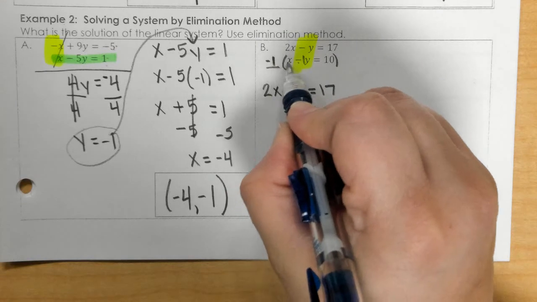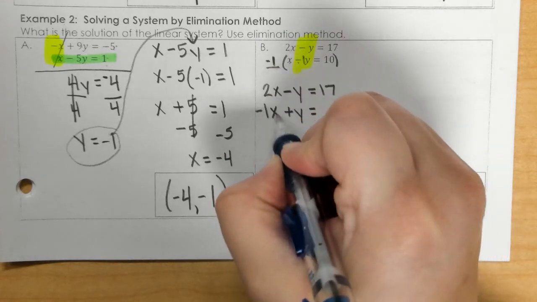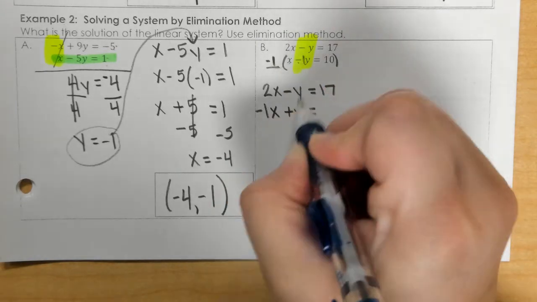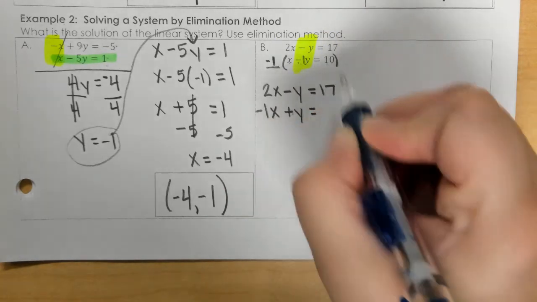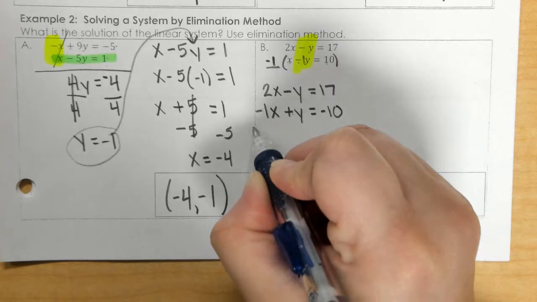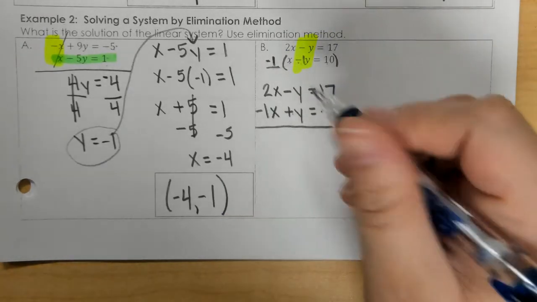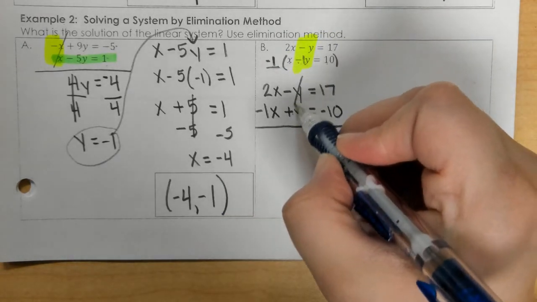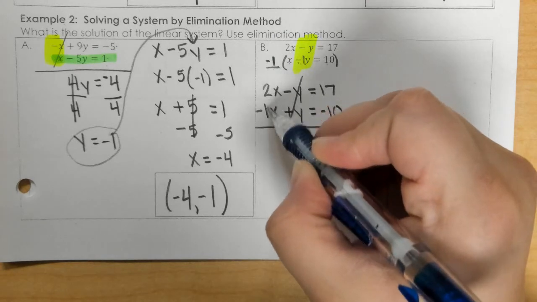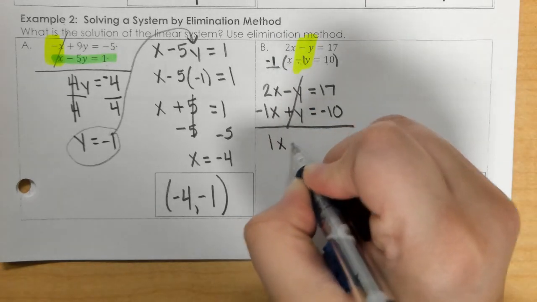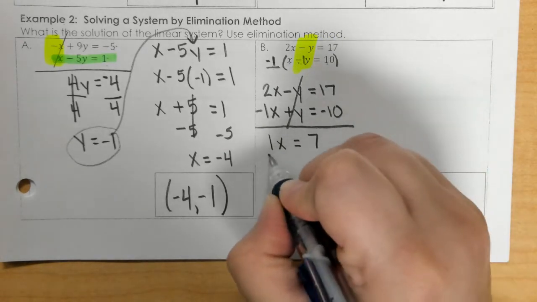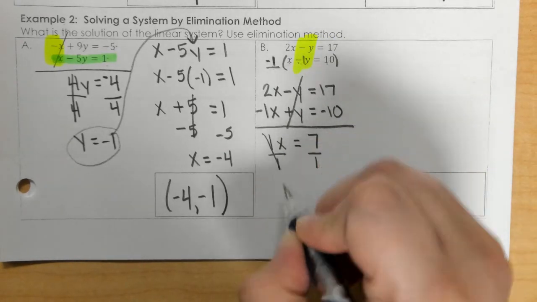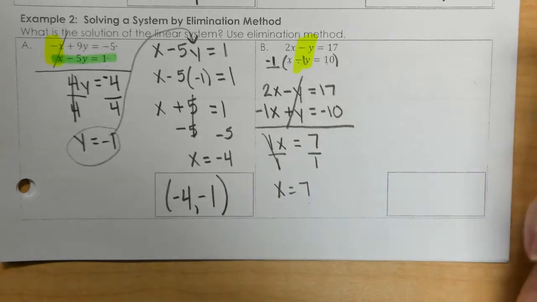So negative 1 times x is negative 1x. Negative 1 times negative 1 is positive 1y. And negative 1 times 10 is negative 10. So now I can go ahead and combine straight down. So these eliminate. And these become 1x. 17 minus 10 is 7. And then lastly, divide by 1. So x is 7.